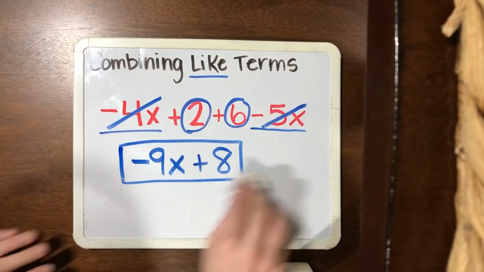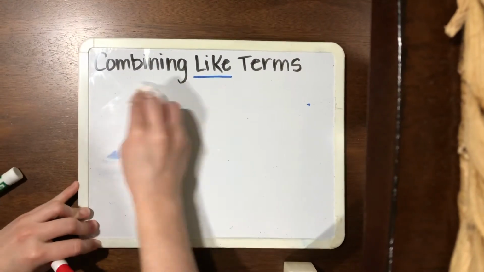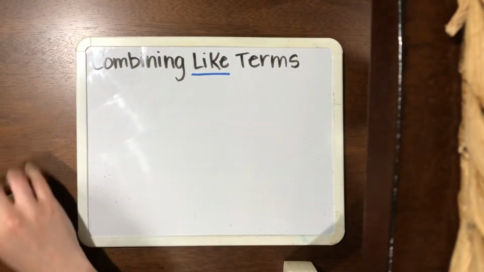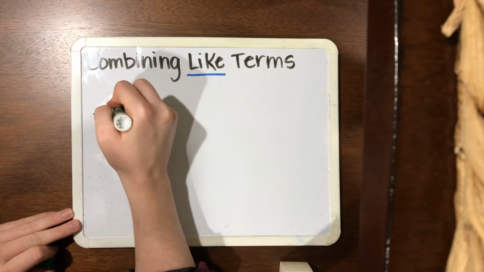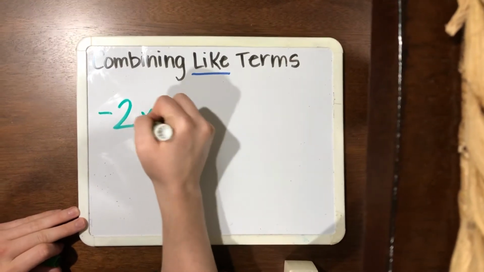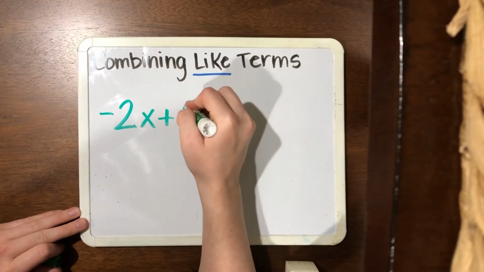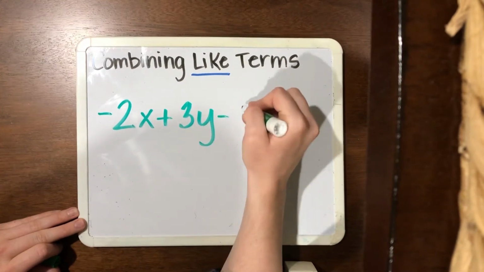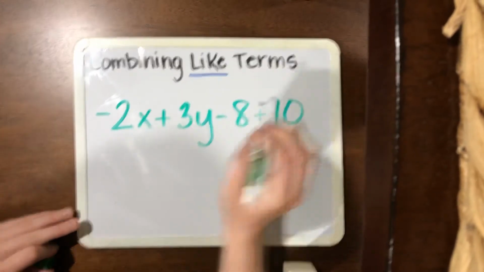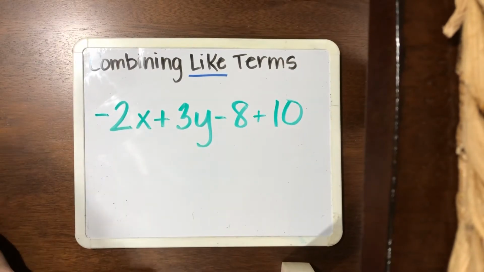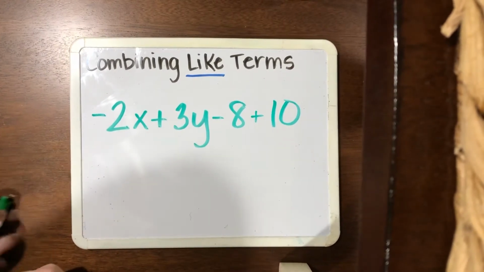So I'm going to do one more example. Sometimes we might have multiple variables within. So I might have negative 2x plus 3y minus 8 plus 10. So I need to see, do I have any like terms that I can combine?